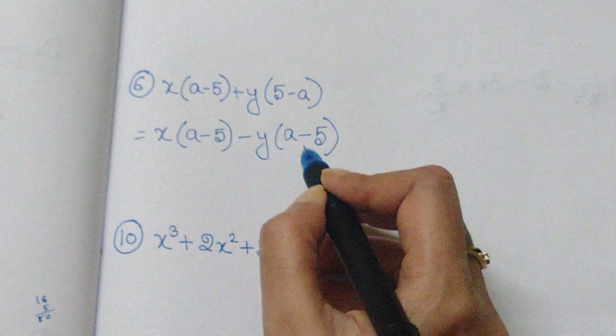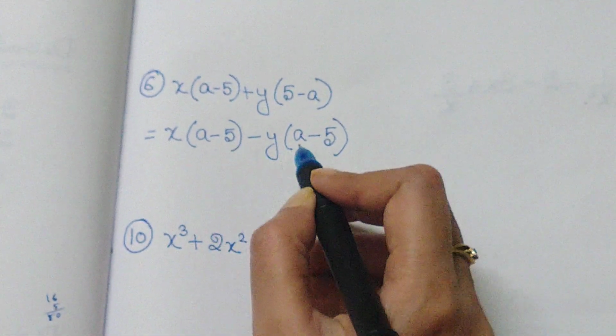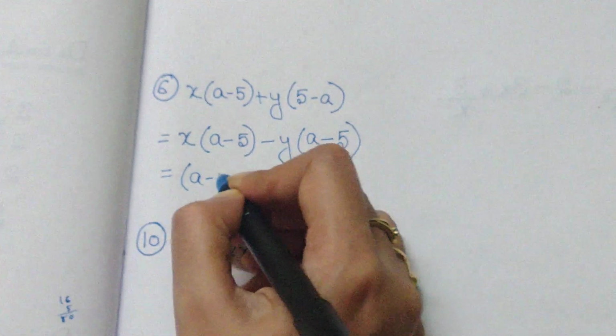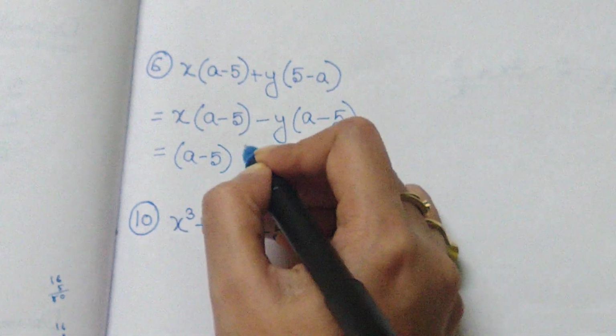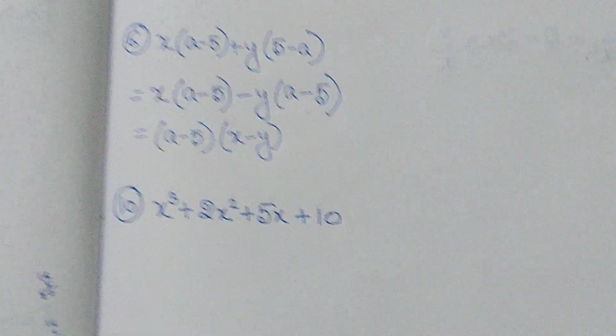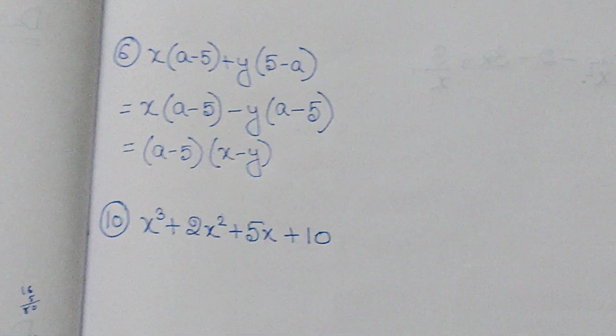Now see, a minus 5 and a minus 5 is common in both the cases. So I can take a minus 5 common, bracket x minus y. So these are the two factors.